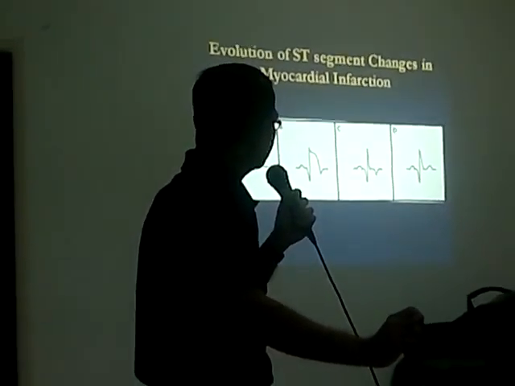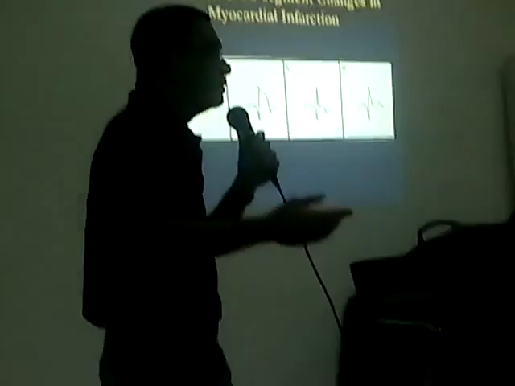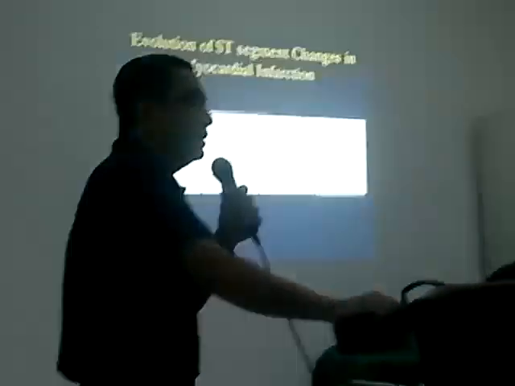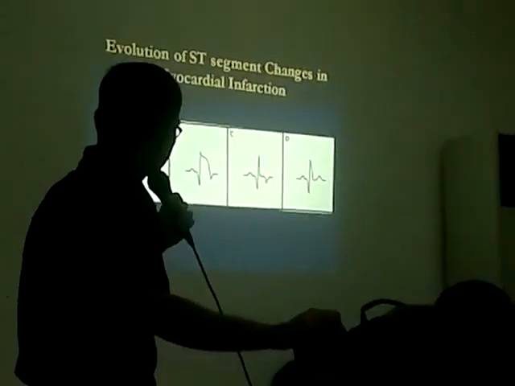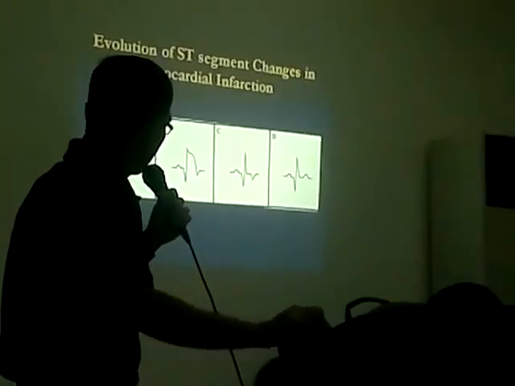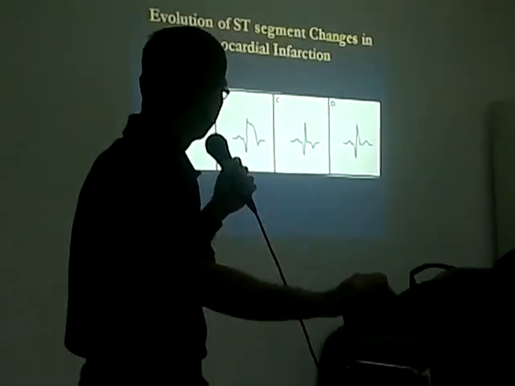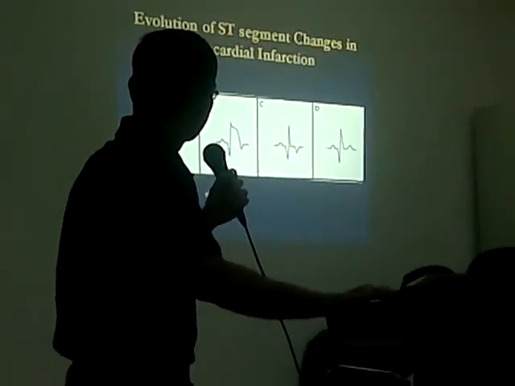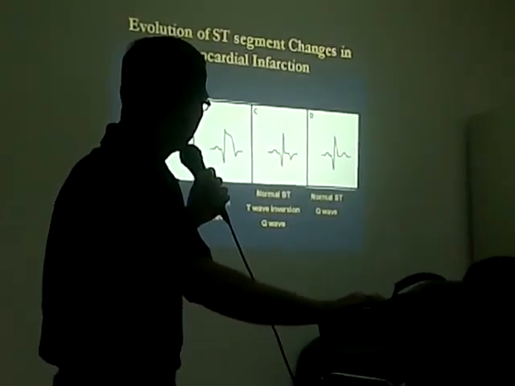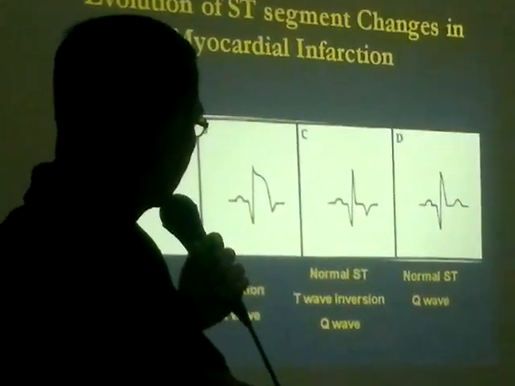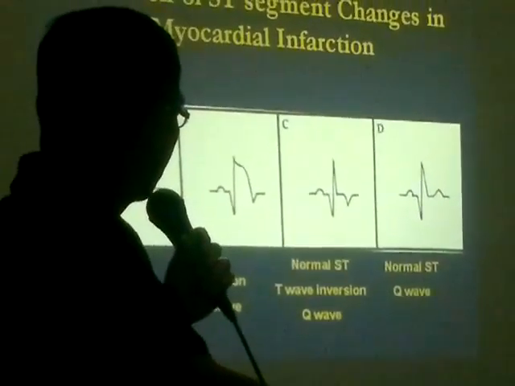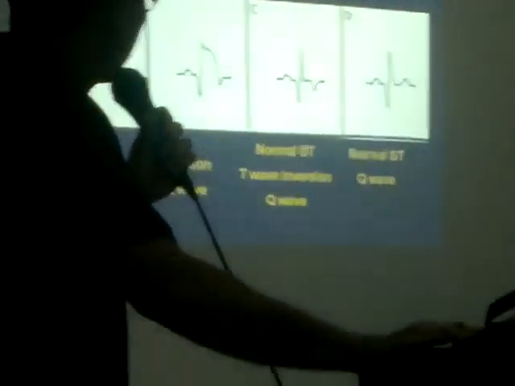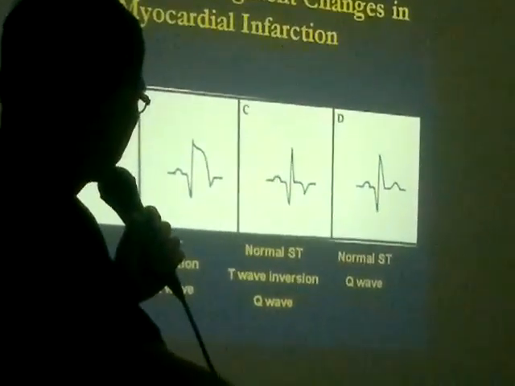During an MI, we have evolutionary changes in the ECG. So it starts from the hyperacute signal. And then you have the ST elevation and the appearance of Q wave. And then the ST elevation reverts to its isoelectric or normal position with the T wave inversion.